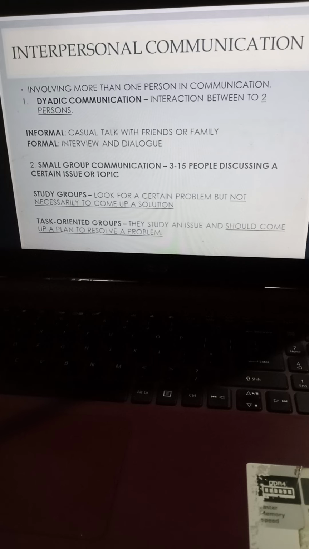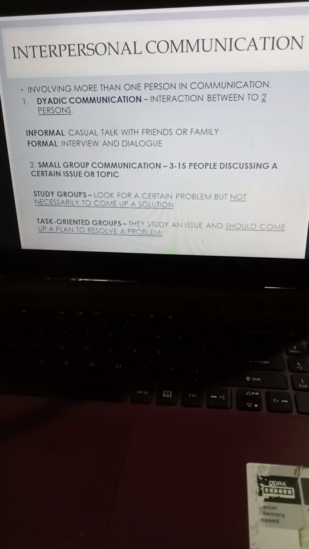Next, interpersonal communication. Interpersonal communication involves more than one person in communication. So it is more than two people communicating. And there are also other types of interpersonal communication, and there are six. First is the dyadic communication. Next is the small group communication, public communication, mass communication, organizational communication, and the last one is the intercultural communication.